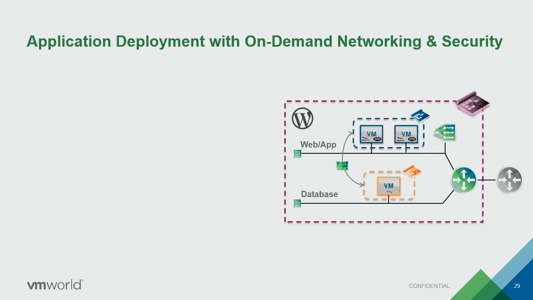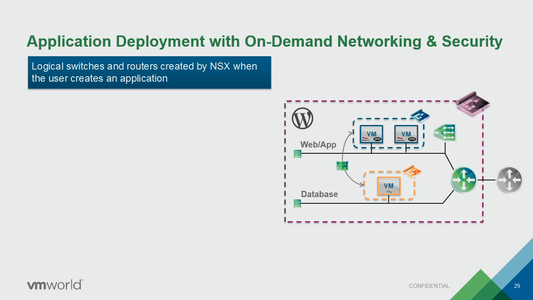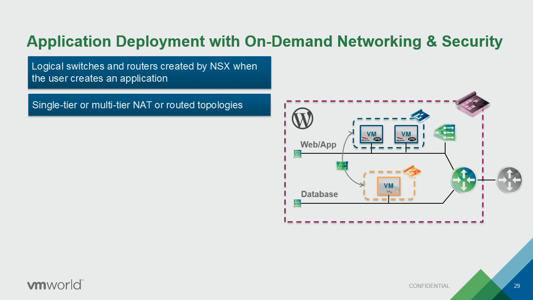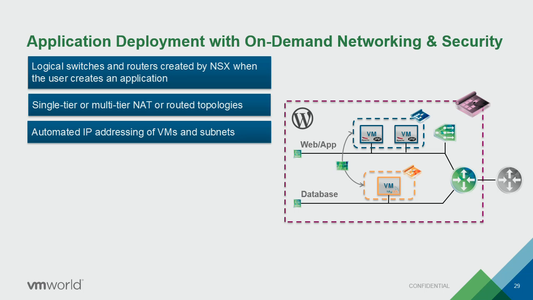So this is kind of a picture for you. We've got an existing router out there, but everything else that you notice is colored here is actually going to be built on demand. So we're going to build the logical switches here and that router, right? VRA is going to have NSX build that up for this application, this two-tier app here that we've got. And again, it could be single or multi-tiered. You can do routed or NAT networks, one-to-one or one-to-many on demand.